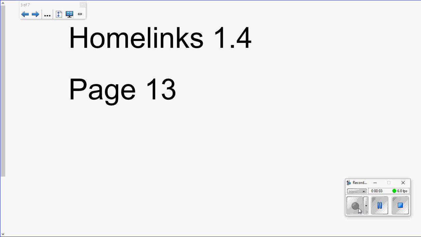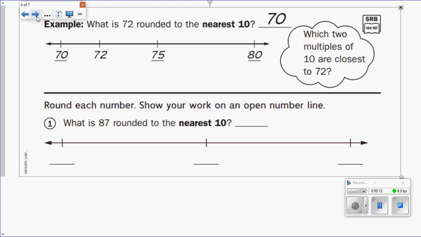Okay, boys and girls, tonight we're going to be working on Home Links 1.4, and you can find that on page 13. All right, they gave you an example at the top of the page. You might want to take a minute and just look over this example. It is, what is 72 rounded to the nearest tens?